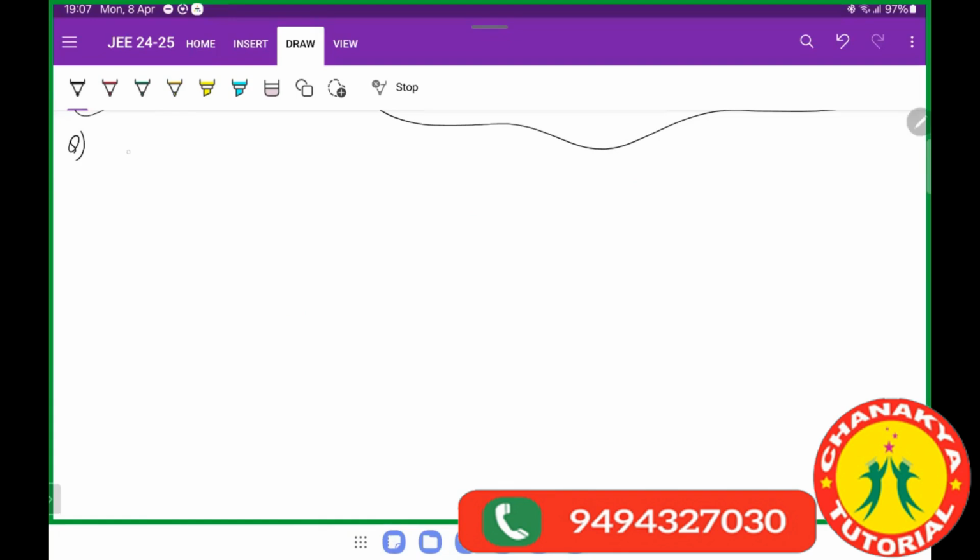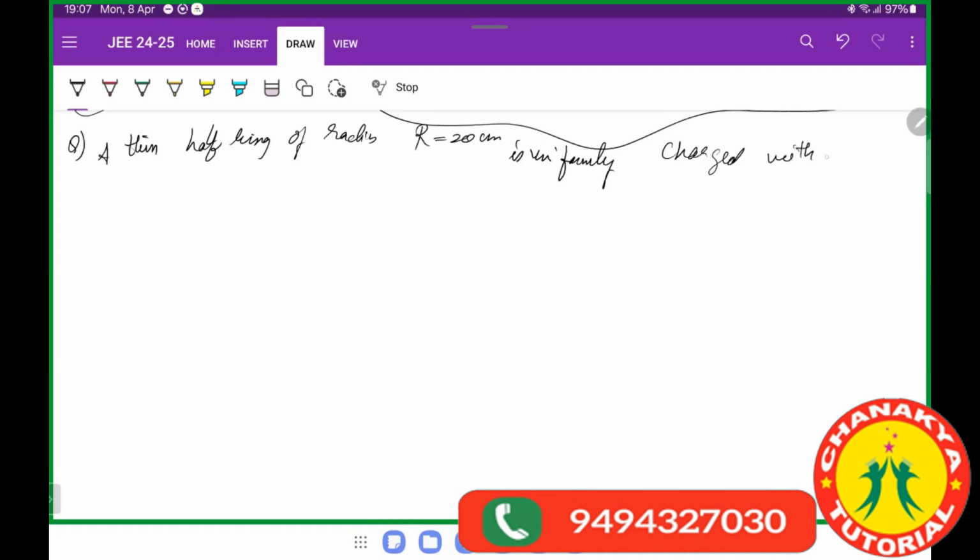It is a thin half ring of radius r equals 20 centimeter. Uniformly charged. Total charge Q equals 0.7 millicoulomb. Find the magnitude of electric field.